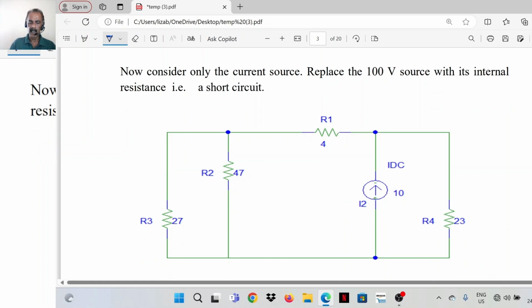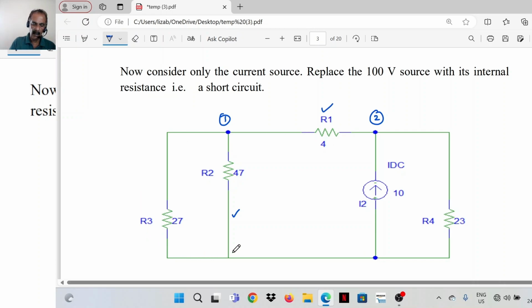Now consider only the current source, replace the voltage source with its equivalent, that is a short circuit. These terminals are shorted. Now how the current will divide? A current of 10 ampere is coming to node 2. How it will divide among the resistances? So we have to find the response in this element R1.